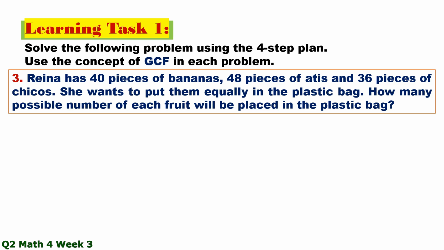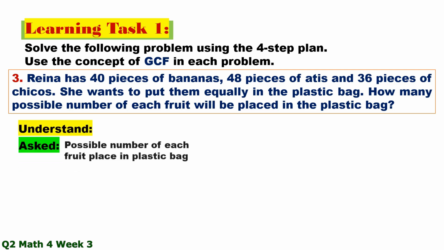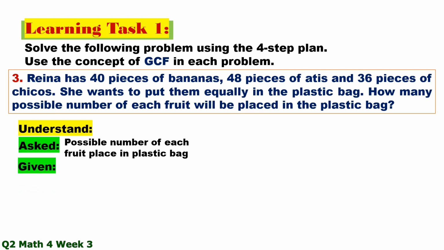Number 3. Rihanna has 30 pieces of bananas, 48 pieces of apples, and 36 pieces of chicos. She wants to put them equally in plastic bags. How many possible pieces of each fruit will be placed in a plastic bag? What is asked? Possible number of each fruit placed in a plastic bag. Given: 30 bananas, 48 apples, and 36 chicos.